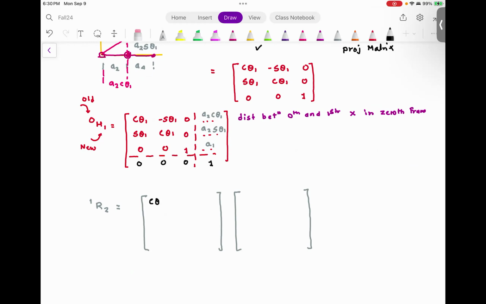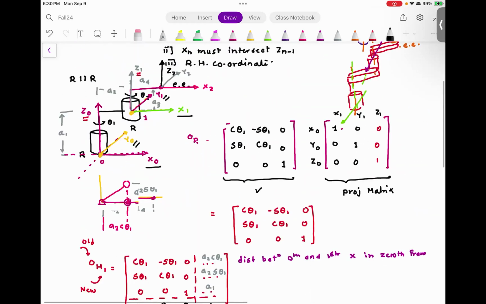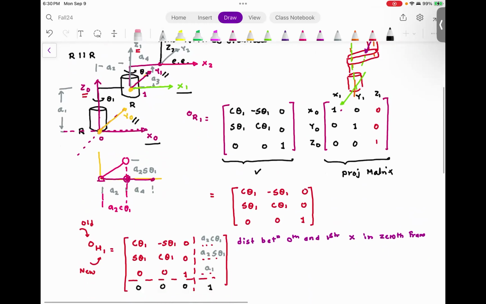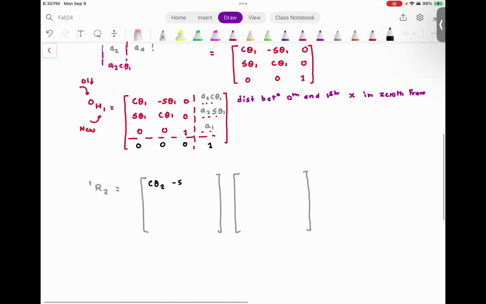This is going to be cosine theta 2, minus sine theta 2, sine theta 2, cosine theta 2. Do you agree with me? Then you will have 0, 0, 0, 0, 1. Now, what is my new frame? My new frame is x2, y2, z2. What is my old frame? My old frame is the frame 1. And this is my new frame.